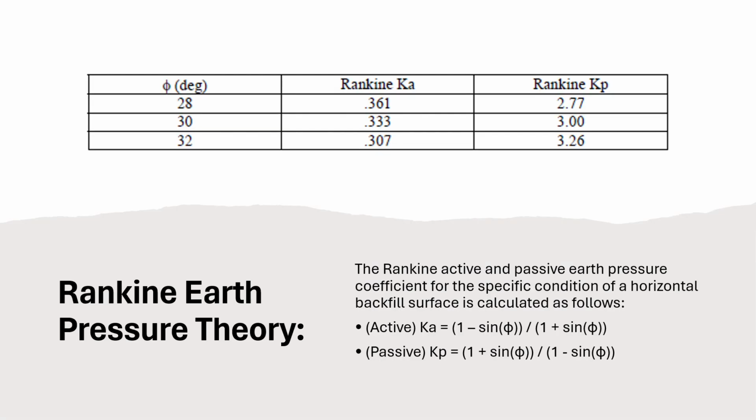For the Rankine active and passive earth pressure coefficients, you can see the formulas and the table above, with some common φ values of 28, 30 and 32 degrees, where in most cases the behavior of the soil will be like this. The coefficients for the active and the passive cases are calculated and you can use them.